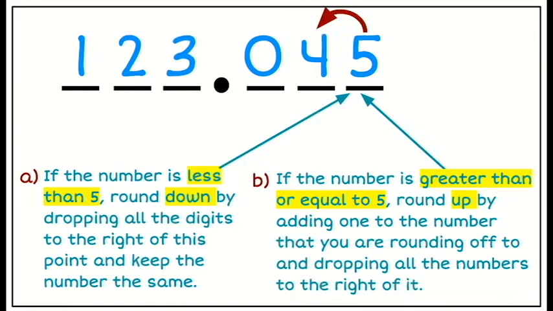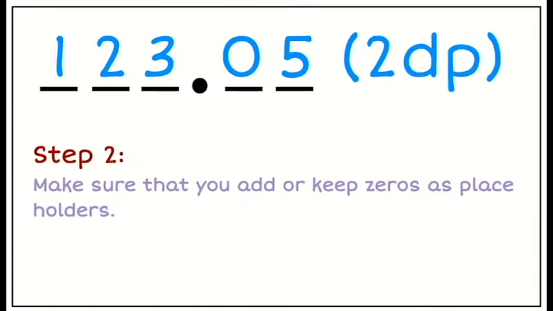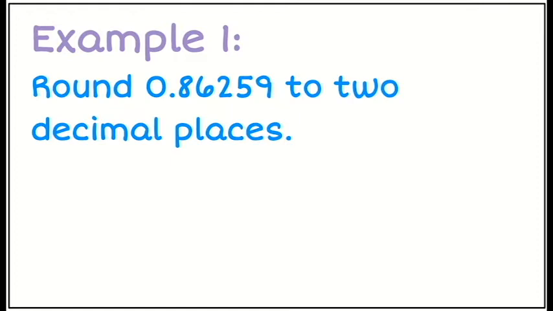So if that number is less than 5, then we would round it down. And that means we would drop all of the digits to the right and keep the number 4 the same. But if the number is greater than or equal to 5, then we would round up by adding 1 on. Then we need to make sure that we add or keep any zeros in place as placeholders. So let's have a look at an example.